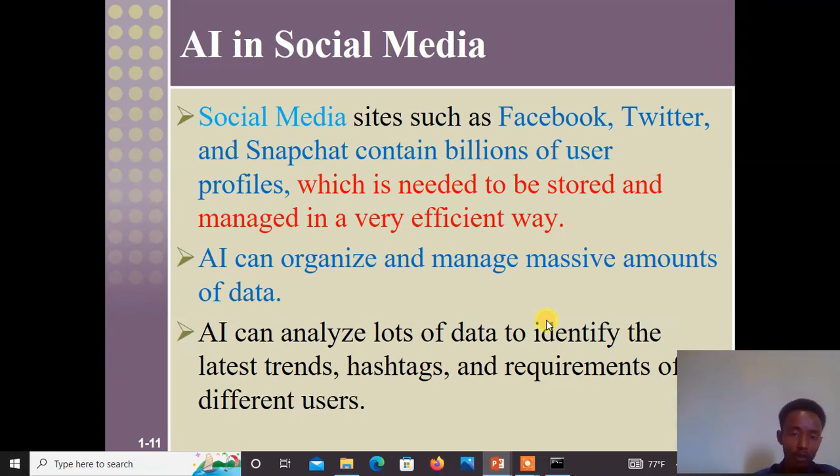Another one is artificial intelligence in social media. Social media are important platforms that have to be managed properly because they contain the data of billions of users.